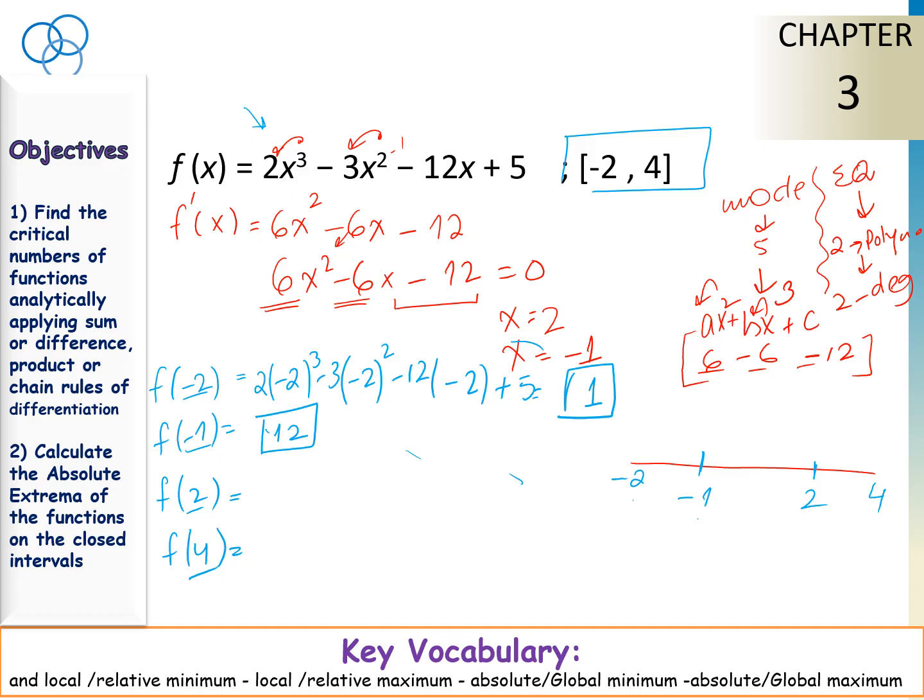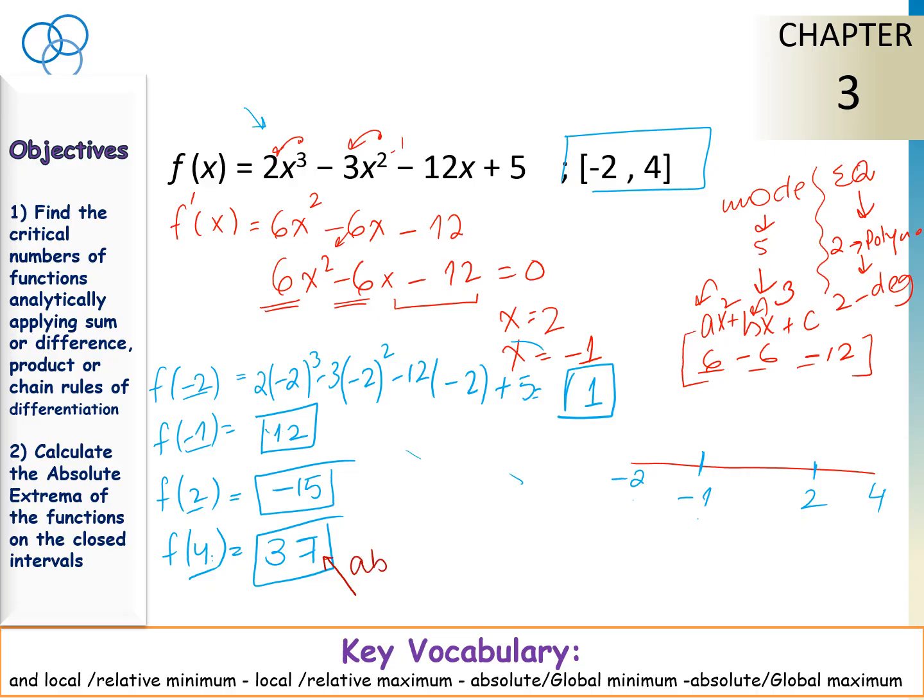Now write the 2 in the calculator in the original equation. Substitute the x value with the 2 in the original equation, and you will get negative 15. Now substitute 4 in the original equation, and you will get 37. Now compare all the y values to find out the highest value. The biggest value among all these y values is 37.